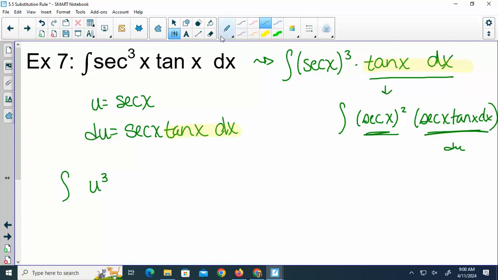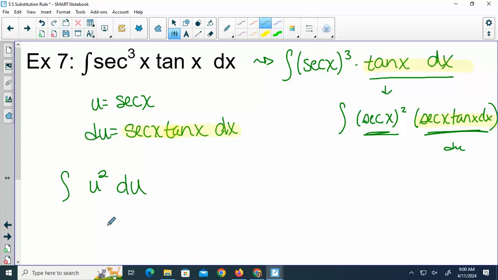This portion would be u to the second. The reason we changed that is because I needed one of the secants to be a part of my du. Why? Because it's a derivative there. Yep. Okay.